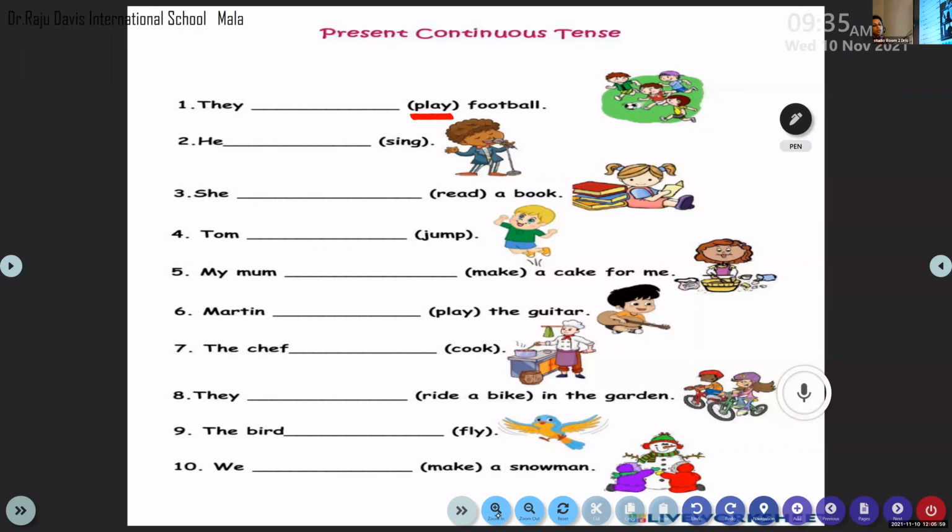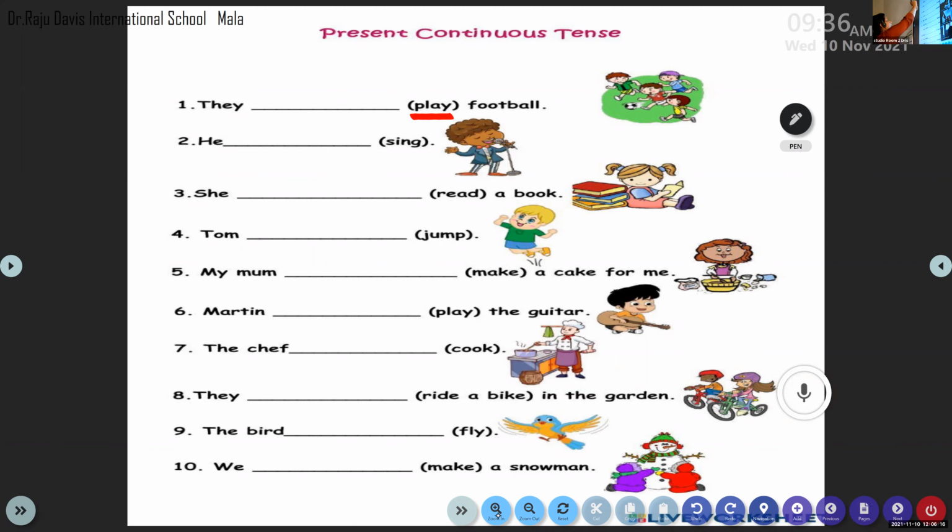Please take a rough book and keep your workbook aside. We have already done page numbers 17 and 18. The few remaining sentences you have to do as homework. Now here there is an exercise for you. All of you, please take your rough book.